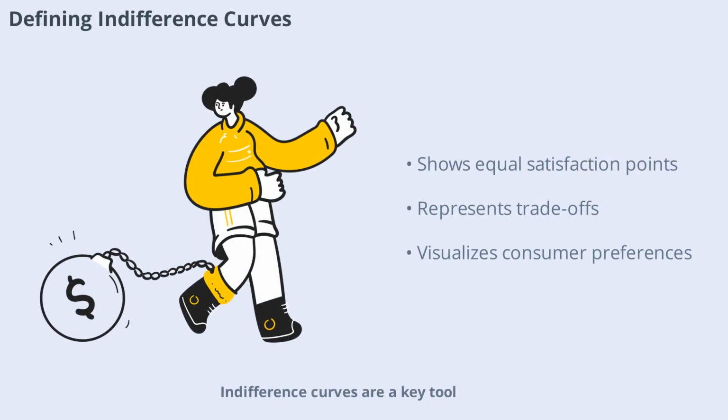Indifference curves are a key tool economists use to visualize consumer preferences. Imagine you're choosing between two goods, say apples and oranges. An indifference curve shows all the combinations of these two goods that give you the same level of satisfaction. In other words, you're equally happy with any combination on the same curve. The curve helps us see how much of one good you'd be willing to give up to get more of the other, without changing your overall happiness.